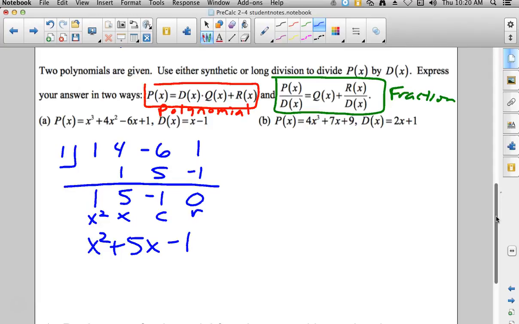All right, now I know you've been looking forward to this. Tell your partner whether or not we can use synthetic for B. So go ahead and do the long division and check in with your partner when you're done and see if you're both getting the same thing.